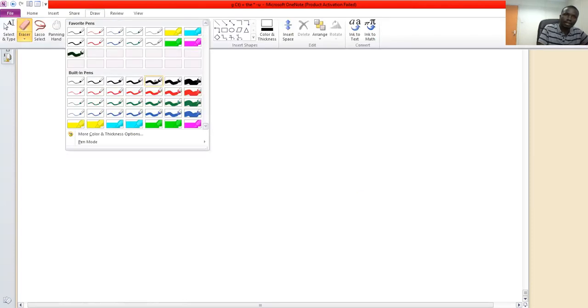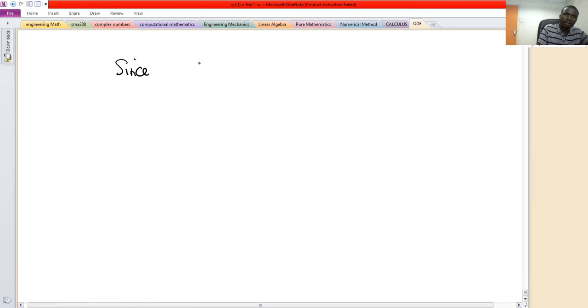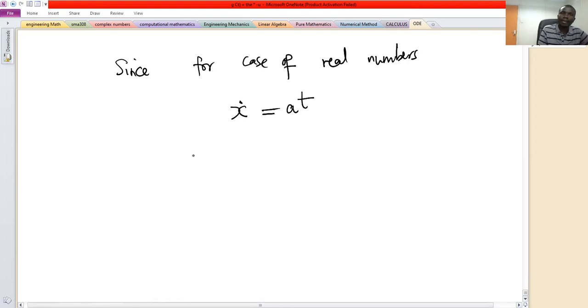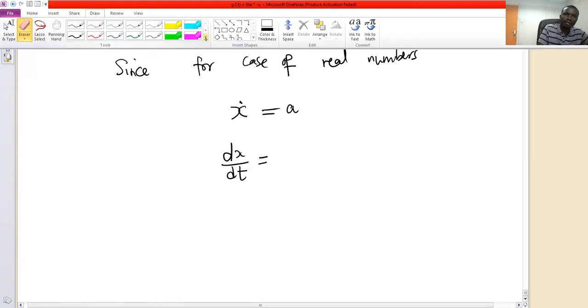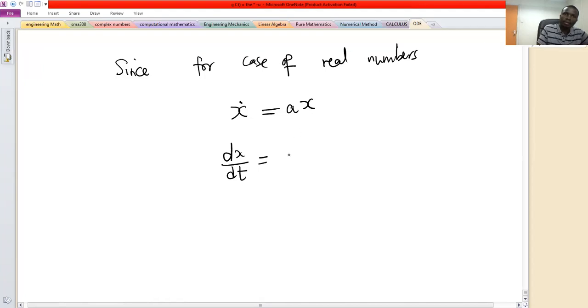So for the case of real numbers, if we have this differential equation x dot equals ax, then this means dx/dt equals ax. So remember, a is a real number.